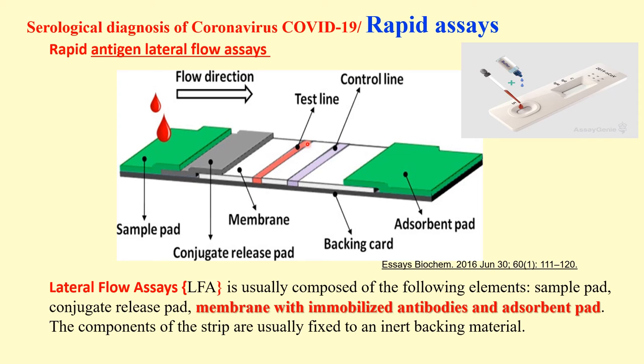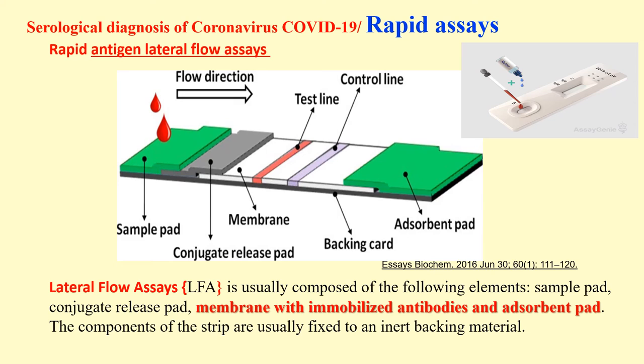Once it reaches the membrane, which is immobilized with antibodies against coronaviruses, the antigen in the blood sample will react with the antibody immobilized in the membrane. We have an antigen-antibody reaction, then a chemical reaction, and a red color line will be produced. Then the sample, as I mentioned previously, will go to the control line, and you get another band here. Then it will migrate, and the absorbent band will stop the sample from leaking out. So these are the principles of the rapid assay for detection of coronavirus COVID-19.